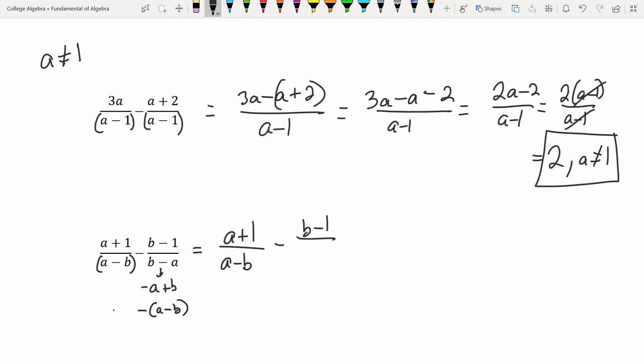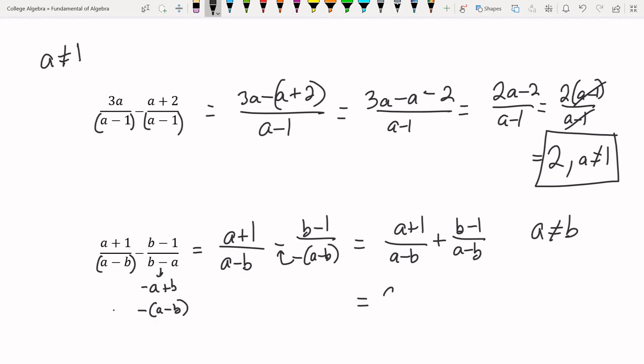Minus b minus 1 over negative a minus b. And now you see that this thing can just pop out in front and make that a positive. So we get a plus 1 over a minus b plus b minus 1 over a minus b. The denominators are the same, so we can combine them. And we can also say that a does not equal b. That's how we would get a denominator equal to 0. As long as we make that stipulation, we can continue and simplify the problem. A plus 1 plus b minus 1.